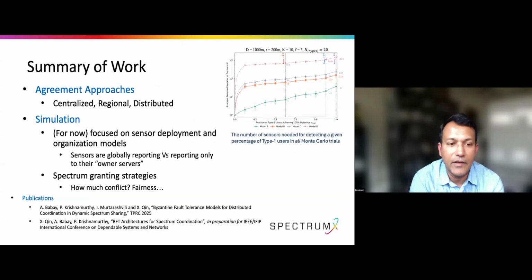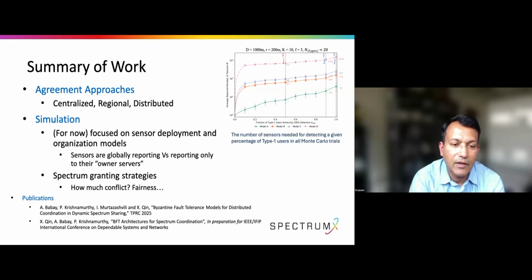So I'll quickly summarize this work. What we have done so far is develop 3 what we call agreement approaches. These are like the consensus algorithms in blockchains. But in our case, we are looking at a centralized approach where there is one logical entity which is making decisions on how spectrum grants should be made.